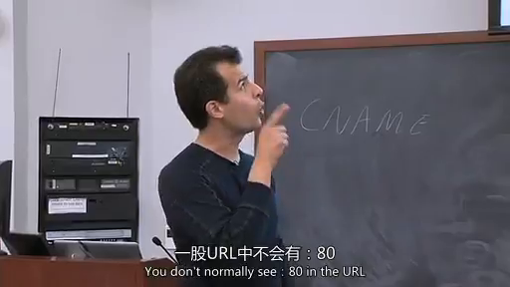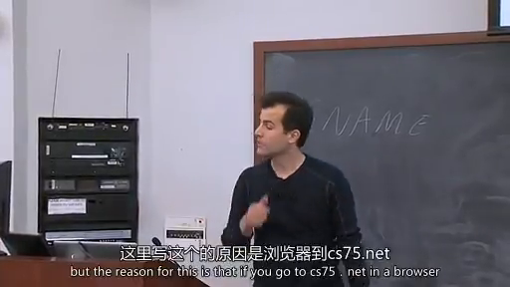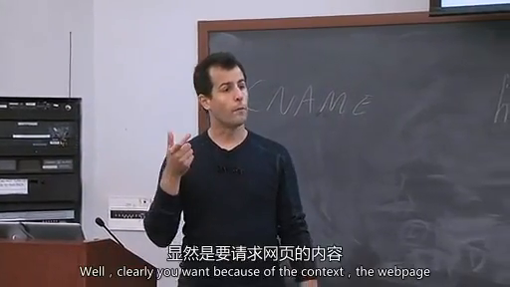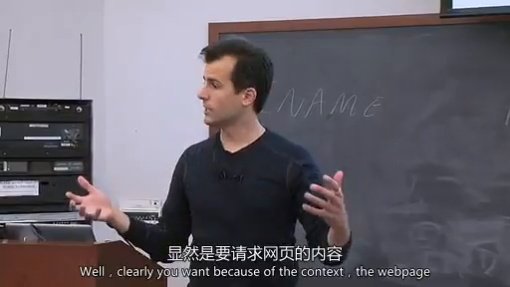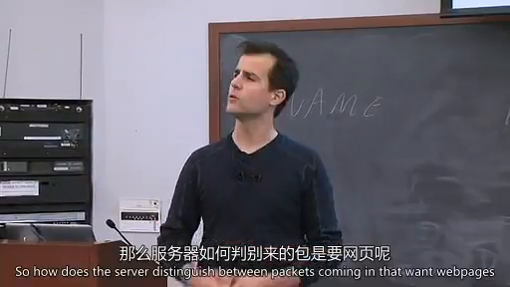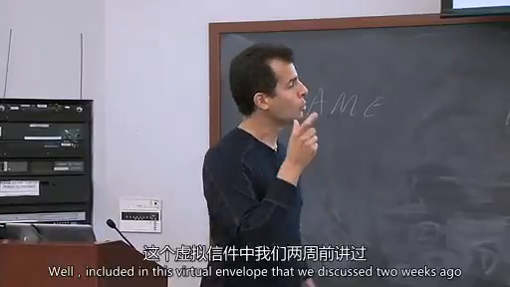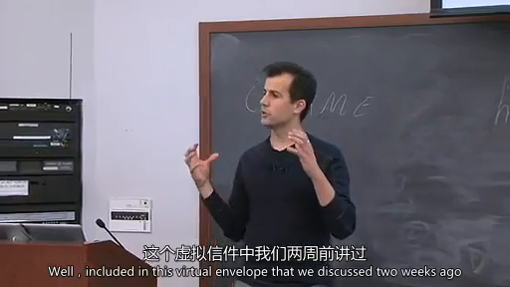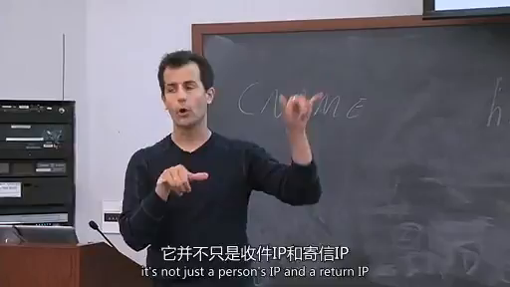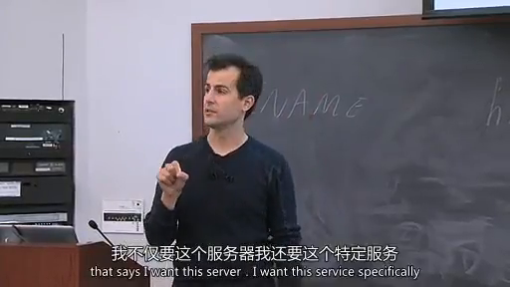You don't normally see :80 in a URL because it's assumed to be the default, but the reason for this is that if you go to cs75.net in a browser, well, clearly you want, because of the context, the web page. But we also receive mail. So how does the server distinguish between packets coming in that want web pages versus ones that want mail? Well, included in this virtual envelope that we discussed 2 weeks ago is not just a person's IP and the return IP, but also this port number that says, I want this server and I want this service specifically.